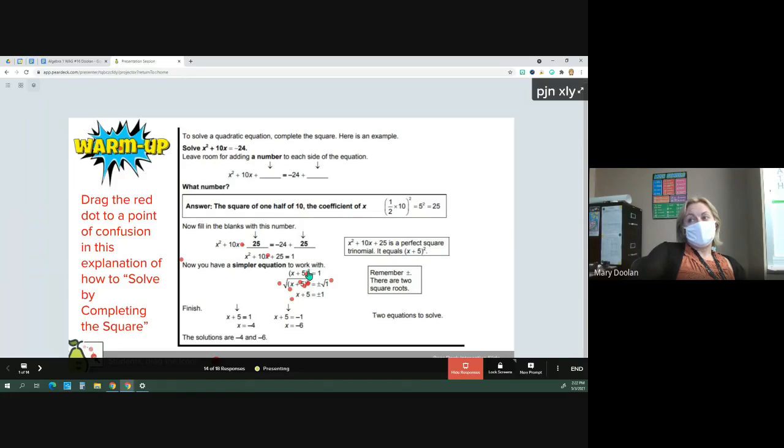To undo it, you take the square root. The square root of both sides, because we can't just take the square root of one side. Whatever you do to one side, you have to do to the other side.